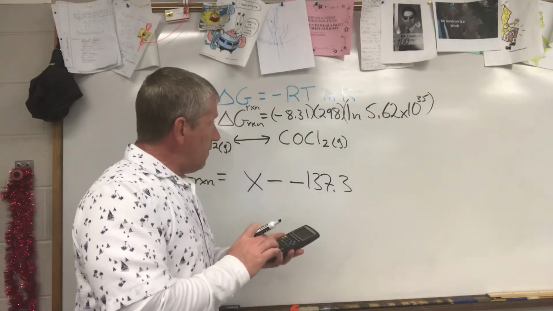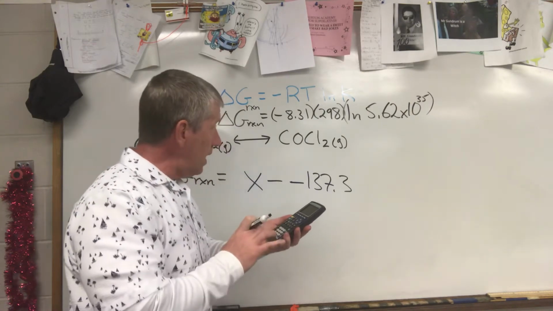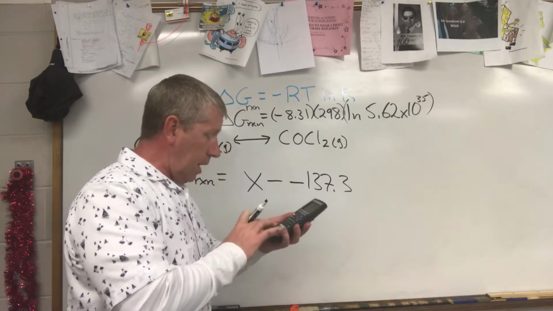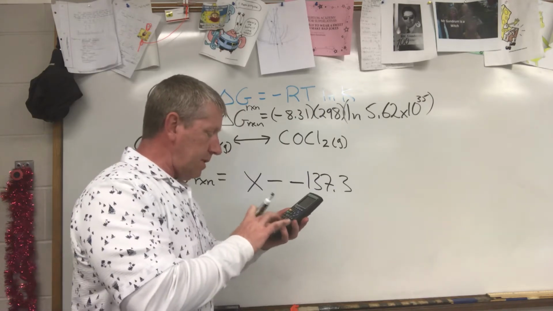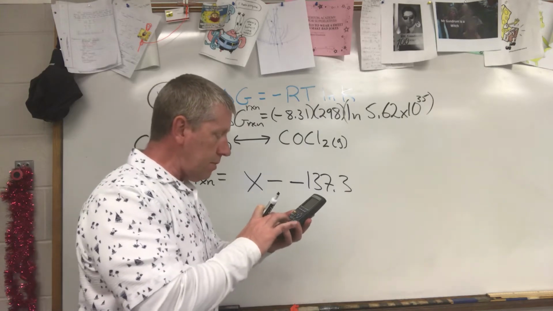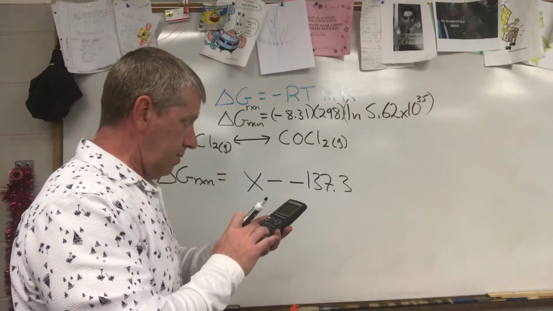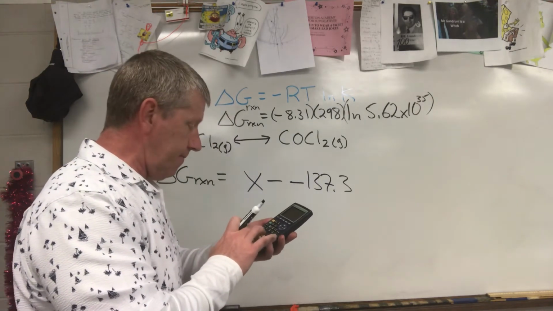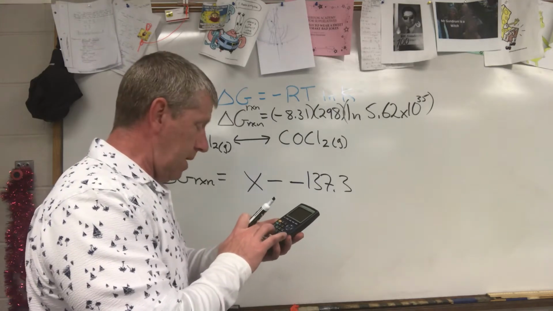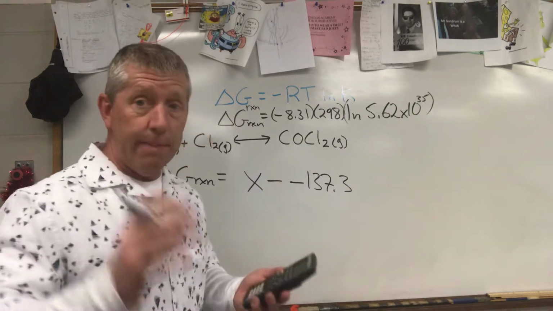So I'm going to do natural log first. Natural log. Where is it? There it is. ln 5.62, second function 35, equals 82.3 times 298 times 8.31. And I get this big, big number.